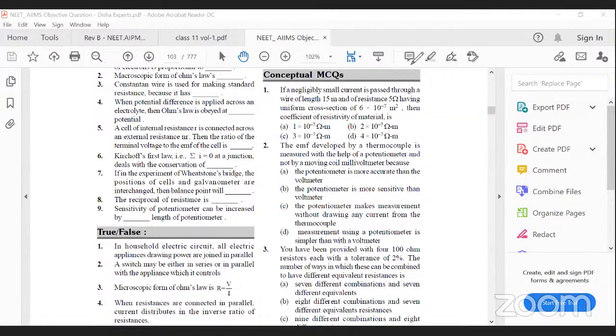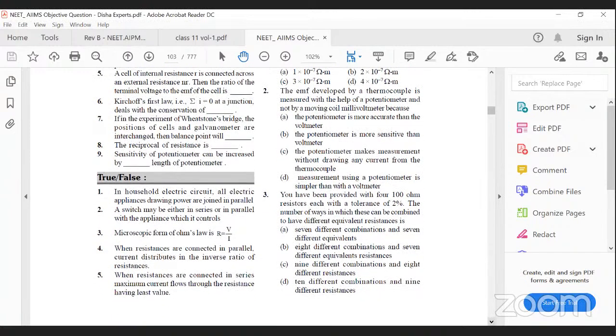The first option is not correct, saying it is more accurate. A voltmeter can be even more accurate. With a potentiometer we are connecting a wire and comparing with respect to its length, so we cannot say it is accurate compared to a voltmeter. There are more accurate voltmeters than the potentiometer. We can say it is less accurate than the voltmeter. Right.